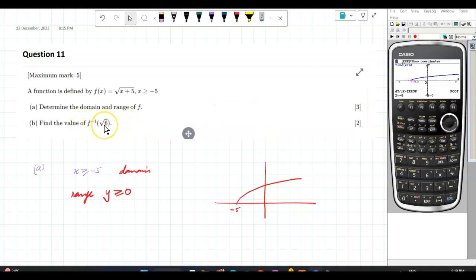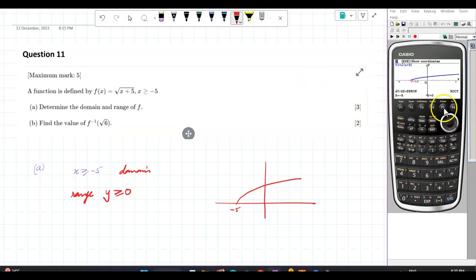Find f inverse of root 6. Now, whenever you're finding the function, look at the screen. From the x value, you're finding the y value. You're doing y calc from x. Your x value is given, you're doing y calc when you're finding the function. When you find the inverse, from y you're finding x. So you're doing x calc and you're putting your y as root 6.